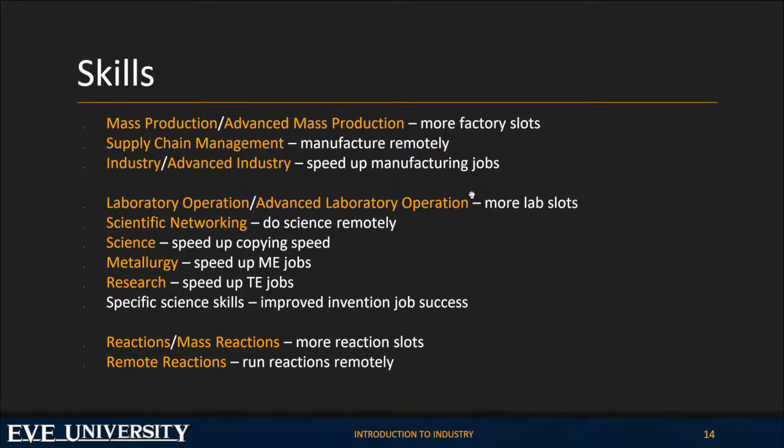So this is an overview of all the skills you can use for manufacturing. Really important: mass production and advanced mass production, to get more factory slots. Obviously, if you're just starting out, you don't need to go crazy and go all the way up to advanced mass production. Just get a few levels and see how many manufacturing slots you are actually able to fill. But as your industrial efforts grow, you might want more and more slots to really grow that production. It's the same with all the other stuff, basically. With reactions and invention, you always have a limited amount of slots, and at some point you will want more, so you need to invest into the skills to get more slots.